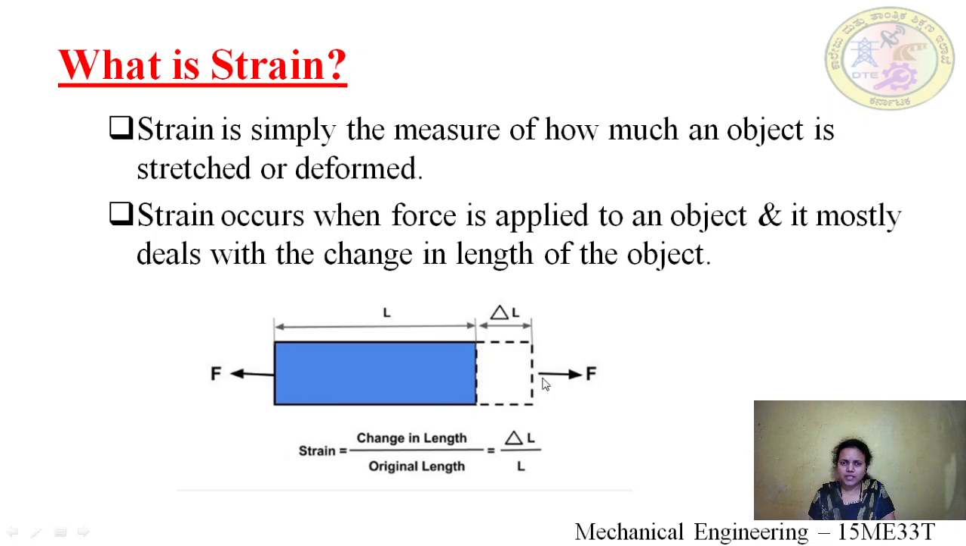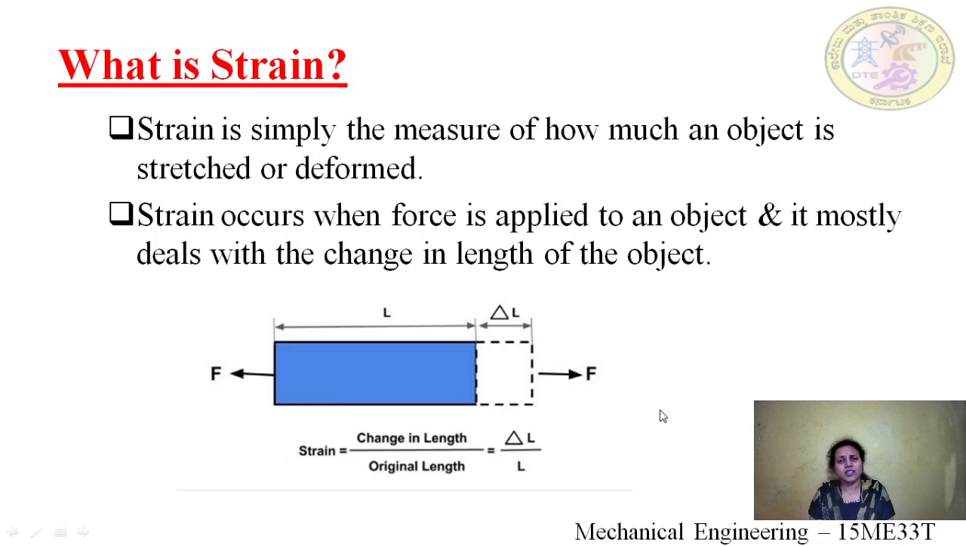Now this happens within the elastic limit. It should not cross the elastic limit. If it crosses the elastic limit, it would break. Okay. Now strain is nothing but the change in length divided by the original length. That is the change in length. How much change did we get? Delta L. So delta L divided by L. So this is what strain is.